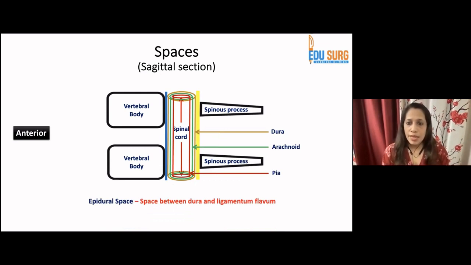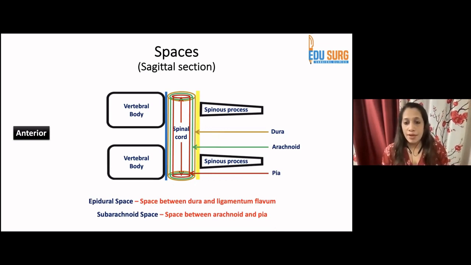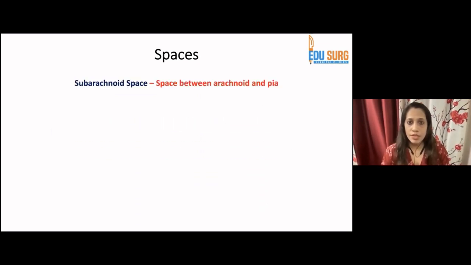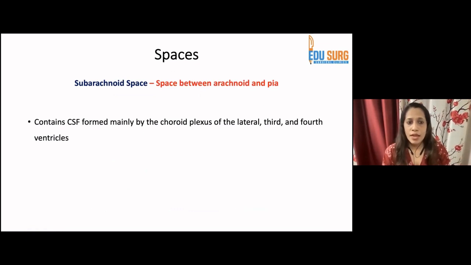So this epidural space is actually a potential space between the bright yellow part, that is the ligamentum flavum, and the dura. While the subarachnoid space is a space between arachnoid and pia mater. So subarachnoid space is the space between arachnoid and pia mater. It contains CSF, which is formed mainly by the choroid plexus of the lateral, third, and fourth ventricles.